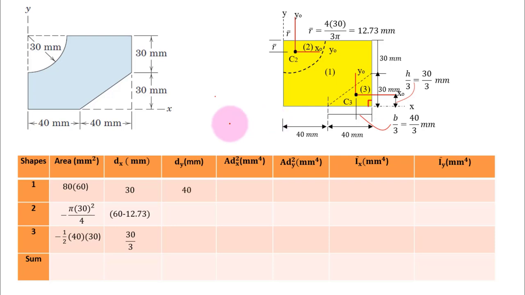Well, for dy it is opposite: the perpendicular distance is to the y axis, so our numbers go along the x axis. For shape 1, the center from the y axis is 40, simply b over 2. From the y axis to the center of shape 2, simply 40, and 12.73 is in mm. Next, shape 3: from the y axis, how much distance is this? dy for shape 3 is from this y axis up to this point.